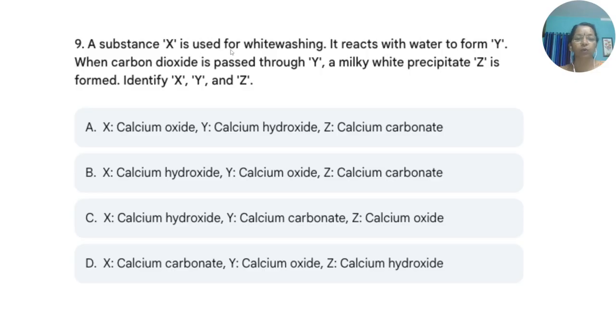X used for whitewashing, it is calcium oxide. Reaction with water gives slaked lime, that means Y is slaked lime. And on passing carbon dioxide forms calcium carbonate. Okay, that is the white precipitate. So the answer is first option, calcium oxide, calcium hydroxide, calcium carbonate. Option A.